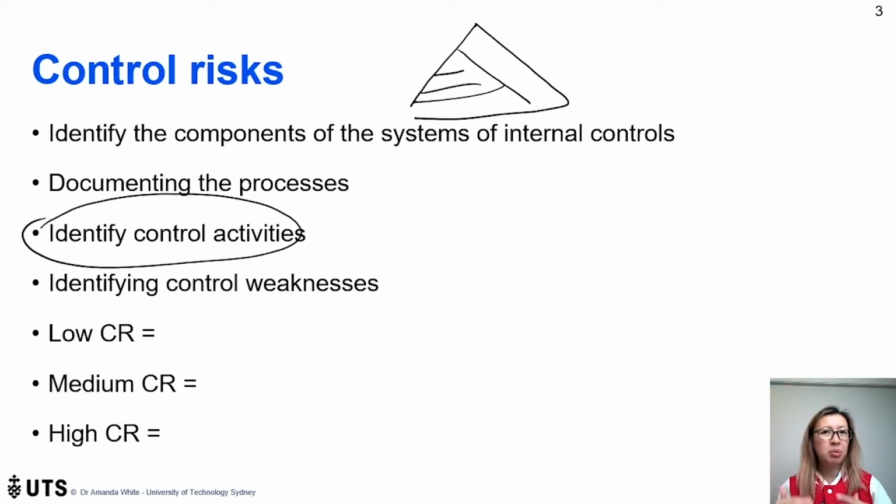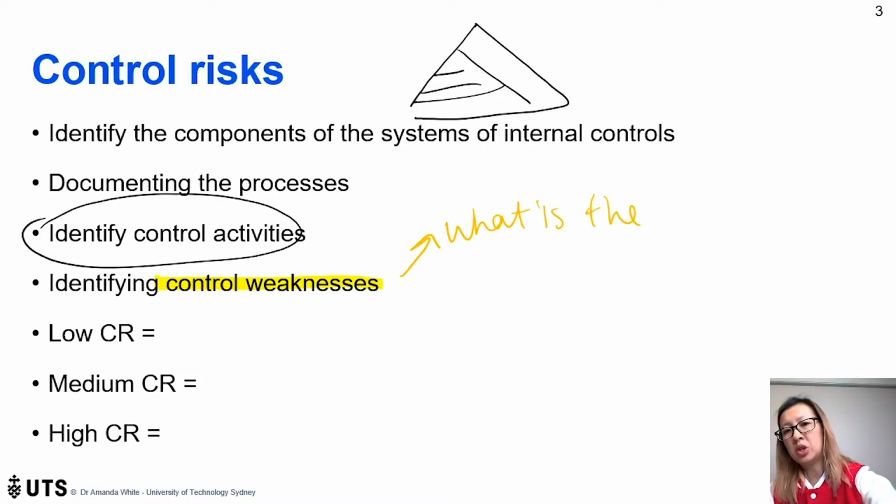And we need to be able to know how to identify them, but also, importantly, we need to be able to identify control weaknesses. Where is something that goes wrong? What could be the issue? Once we've identified the control weakness, the questions we need to be able to ask ourselves are, what is the potential misstatement?